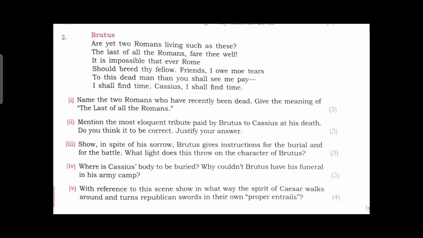What light does this throw on the character of Brutus? He takes charge, he takes control. He does not want to dishearten his soldiers. Therefore, he sends Cassius's body for burial away from the battlefield.